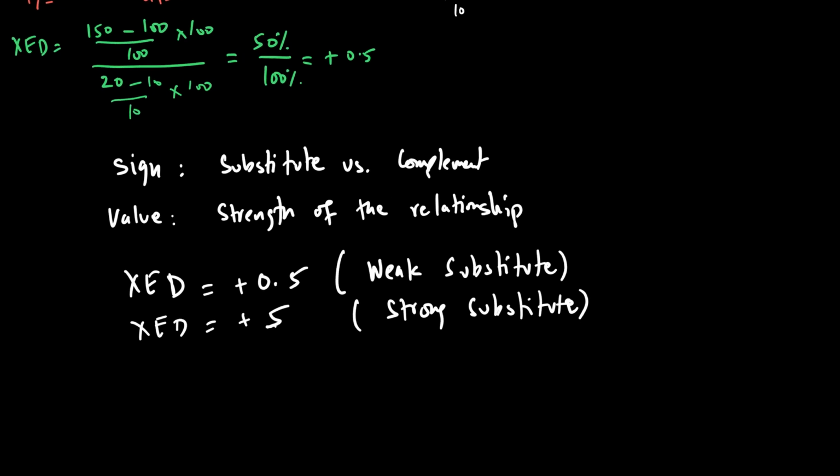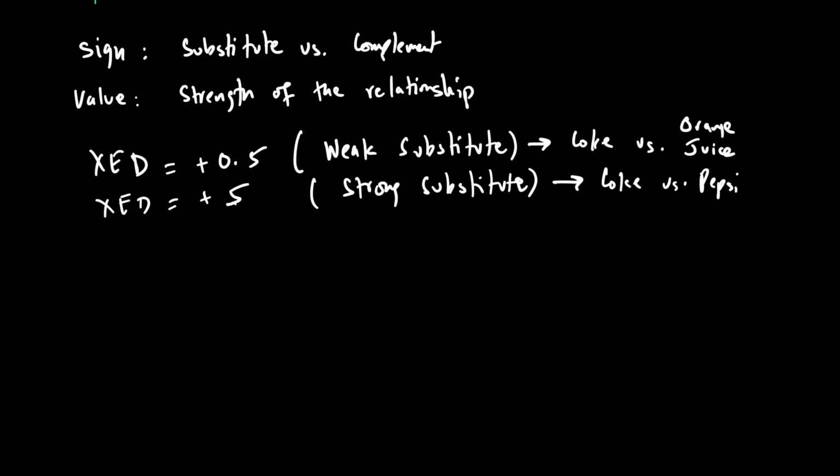For example, one could argue that Coke and Pepsi can be strong substitutes. So this is Coke versus Pepsi. While a weak substitute could be Coke versus any apple juice company or orange juice company. So although they are competition to each other, the relationship is a little weak.